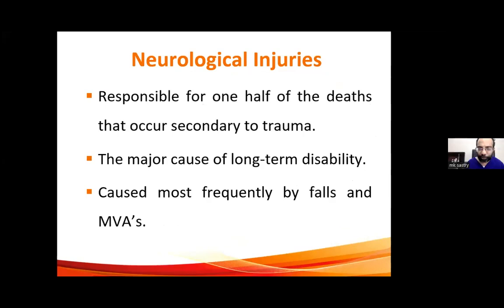It is responsible for one half of the deaths that occur secondary to trauma, and it is the major cause of long-term disability, caused most frequently by falls and MVAs. It is because of falls or MVA, right?